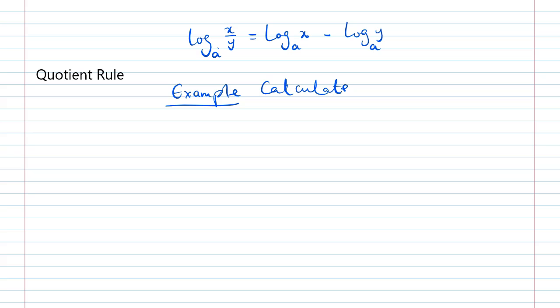The fourth rule is the quotient rule, and this is the twin of the product rule. The quotient rule is given by the log of x divided by y base a equals the log of x base a minus log of y base a. Example, calculate log of 5 divided by 3 base 2. If you apply this rule, you'll get log 5 base 2 minus log 3 base 2.